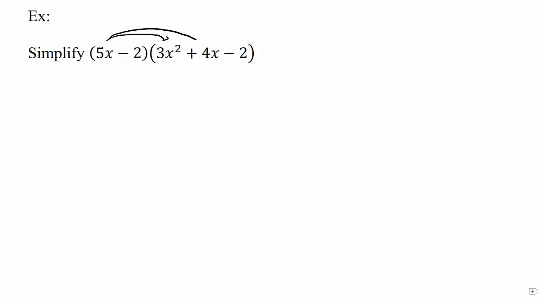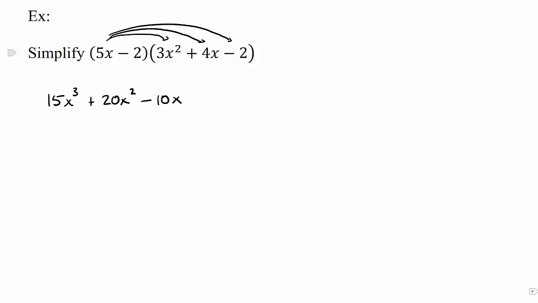and distribute it over all three terms. So 5 times 3 is 15. And then x times x to the power of 2 is x to the power of 3. 5x times 4x is 20x to the power of 2. And then 5x times a negative 2 is a negative 10x.